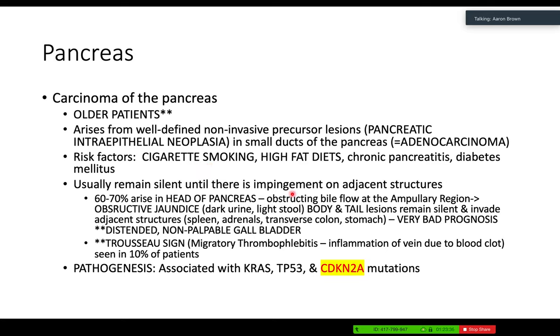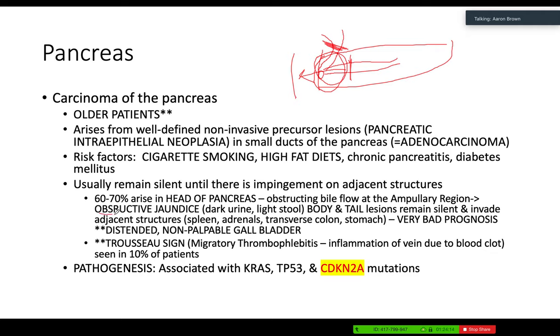These are typically going to remain silent unless there's some impingement on the adjacent structures. So in the example of the head of the pancreas, think about what might happen. Here's the lumen of our duodenum, here's the ampulla, here's our pancreas, here's our common bile duct coming to the ampulla, and here's our pancreatic ducts coming to the ampulla, and they're all supposed to be draining into the duodenum. So let's think about what would happen if we had a giant tumor growing in this area. We're going to end up having an obstruction of the common bile duct, and we're going to have an obstruction of the pancreatic duct. So what's that going to look like?